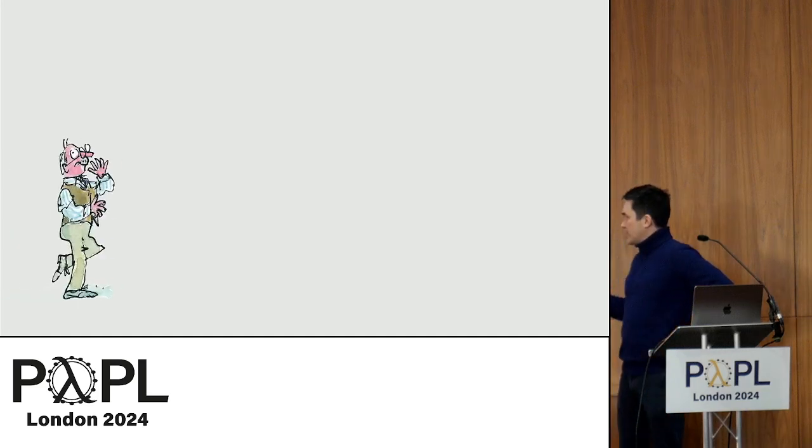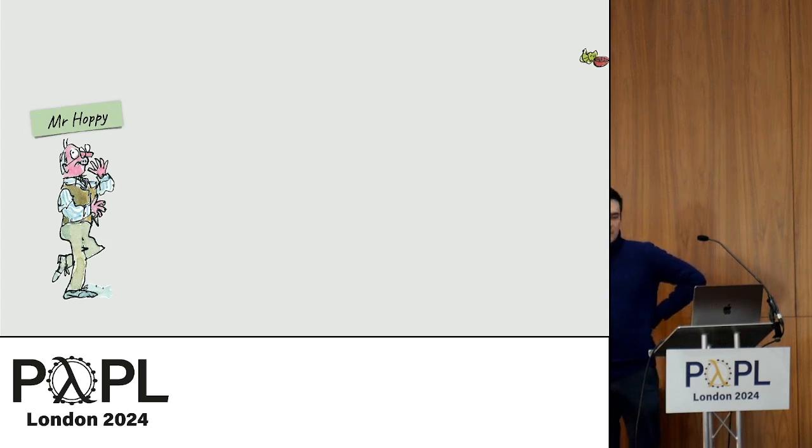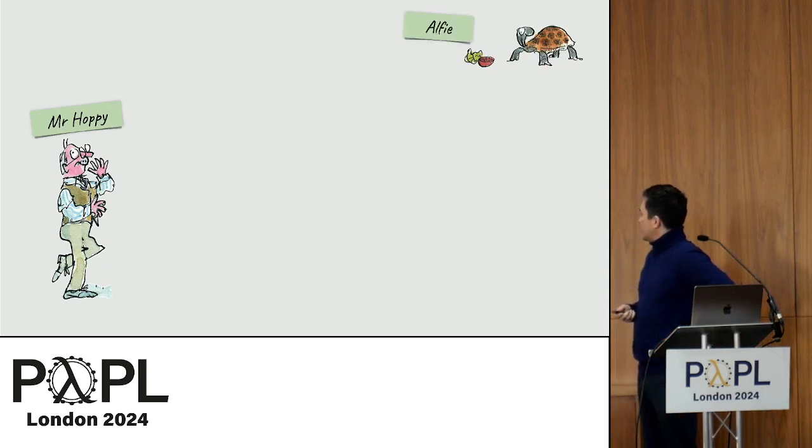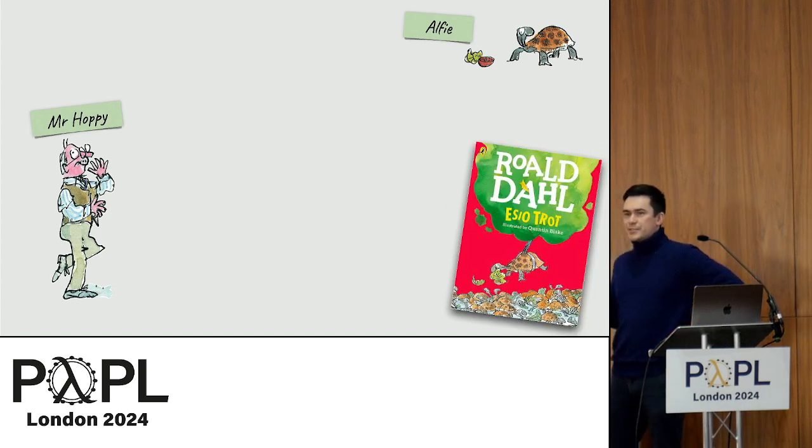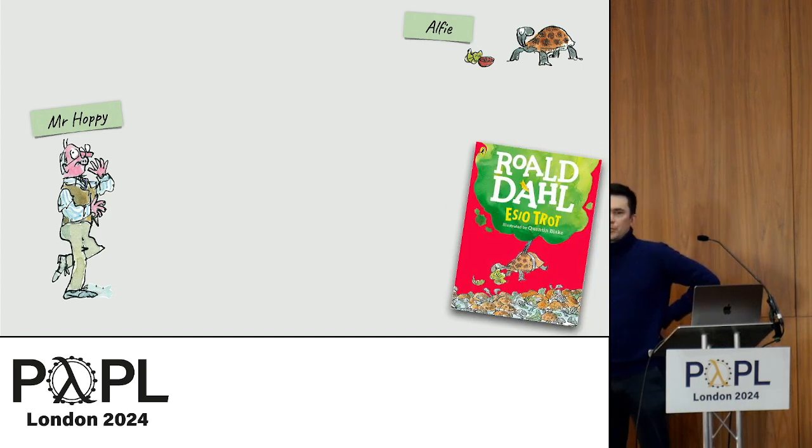So let me introduce you to, well, first of all, we're in the UK, which is well known for its literature and its great writings. And so there are some characters that my children really like that I want to introduce to you. First of all, there's this fellow here, which all children in the UK know. His name is Mr. Hoppy. And then there's this little fellow here, and his name is Alfie. Now, this is part of a book called Esio Trot by Roald Dahl, which is a great favorite.